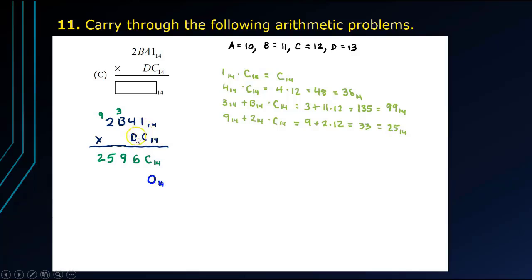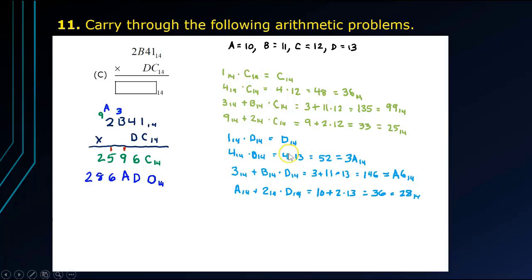Now I'm going to do D times 1 to the 14th power, or 1 times D. That's going to give me D base 14, so I simply write a D down here. Now I'm going to do 4 base 14 times D base 14. I'm just showing you all the work here. I get 3A, which is 3A base 14. Write the A, carry the 3. You can see all the work that gets done along with this. And then, of course, I have to carry through the addition, too.